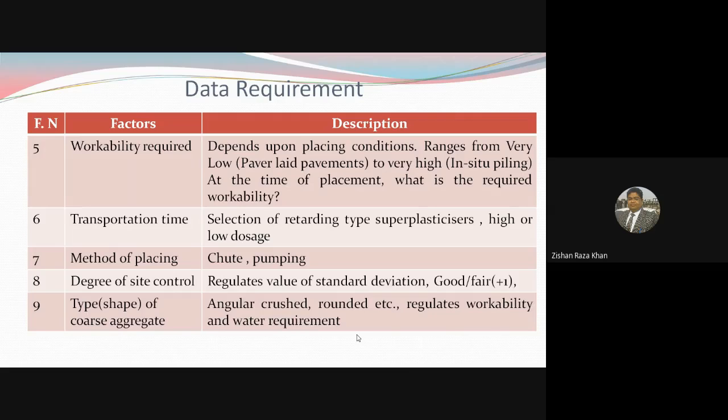The next factor to be considered is the type and shape of coarse aggregate. Whether it is angular, crushed, rounded or semi-rounded, it affects the workability and water requirement. So we need to figure out what type of coarse aggregate we are going to use for the concrete mix design. Okay, you need to collect this data before proposing a mix design.